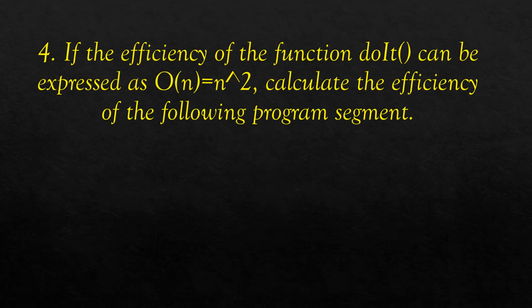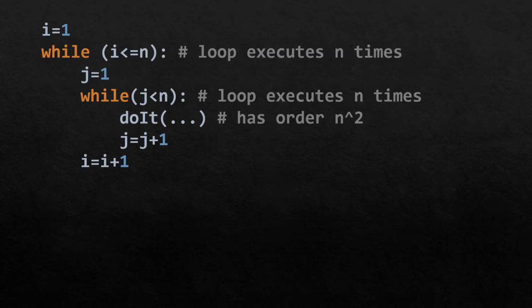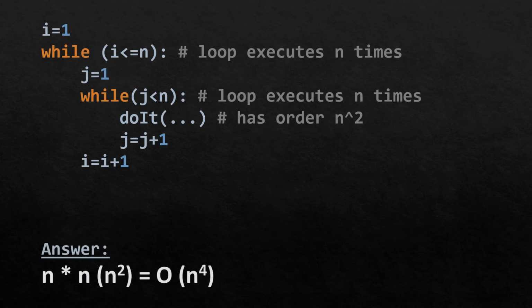Now consider the same piece of code, but if the efficiency of the function doit can be expressed as order of n to the power 2, calculate the efficiency of the program segment. Here you can see there are two while loops. The first while loop executes n number of times, and the inner while loop also executes n number of times. And within the inner while loop, there is a doit function which has order n to the power 2. So as you can see, it is n into n into n to the power 2.